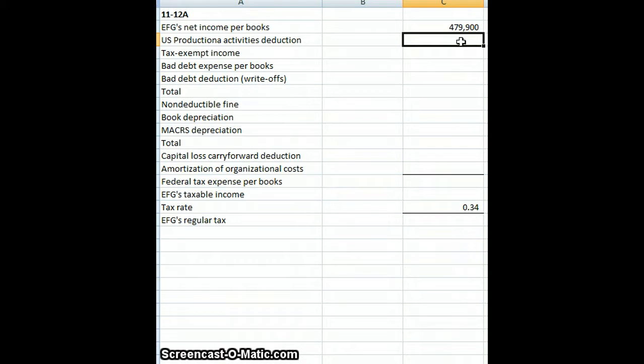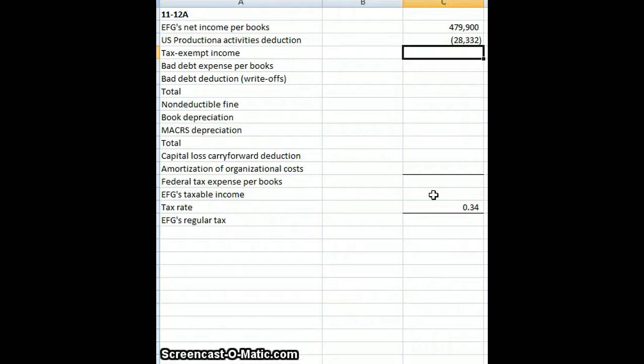So in this case, we have $314,800 from qualified production times our 0.09 deduction percentage. So I need to put a minus here. That's going to give us a deduction of $28,332 from taxable income before that deduction, an exemption in the tax code for domestic activities.